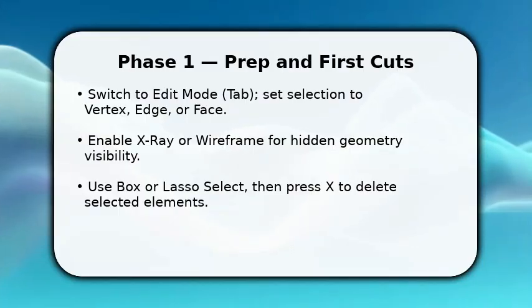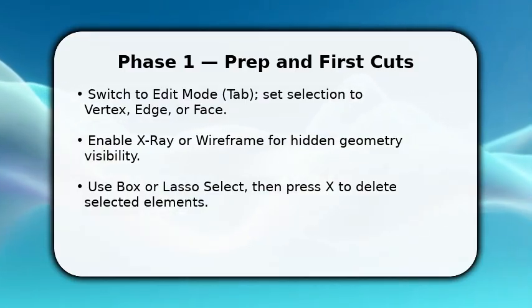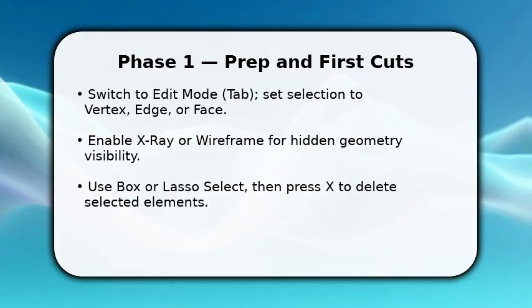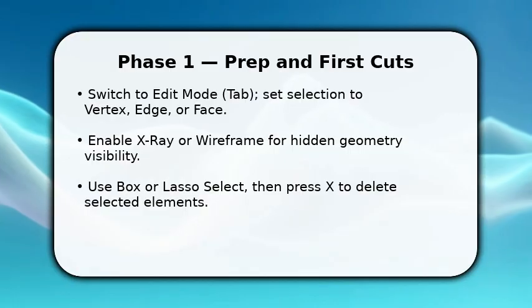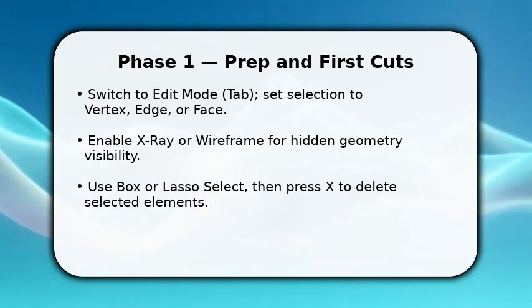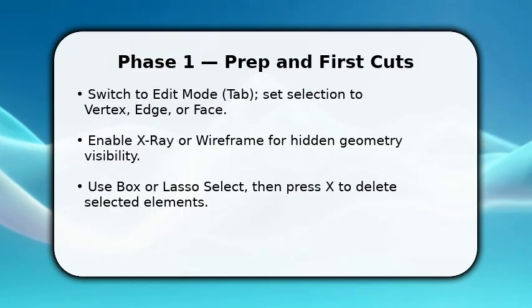You start by entering edit mode and choosing vertex, edge, or face selection. This determines how precisely you remove geometry. Once done, enable X-ray or wireframe to reveal occluded faces, because hidden vertices can break topology.